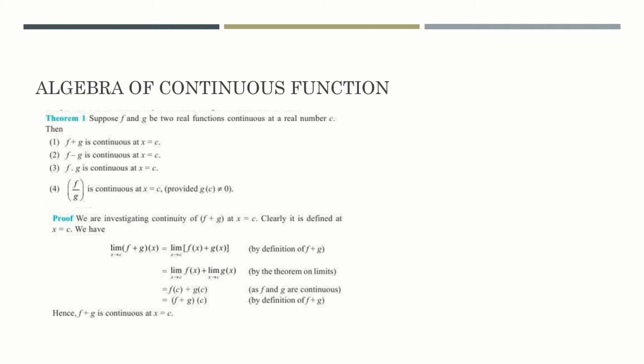I can split the function. This you have learnt in your class 11. So limit x tends to c f of x plus g of x. So I can apply the limit separately. When I am applying the limit separately, since it is a continuous function, I know that f is a continuous function and g is a continuous function. So the resulting answer will be f of c plus g of c. So again, it can be written as f plus g of c. So when f and g are continuous functions, f plus g is also a continuous function. The proof for subtraction, multiplication and division can also be done in the same method.